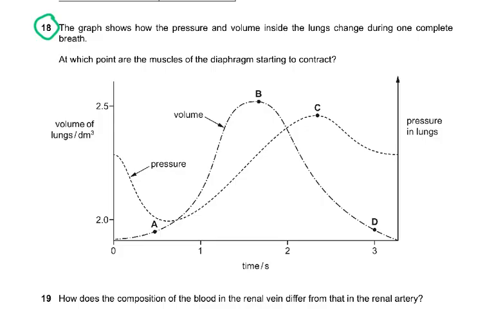Next question. The graph shows how the pressure and volume inside the lungs change during one complete breath, one inhale and exhale. At which point are the muscles of the diaphragm starting to contract? Because when they contract, it will become less dome-shaped, so the volume has to increase and the pressure will decrease. So air will move in. That is why the answer is A.